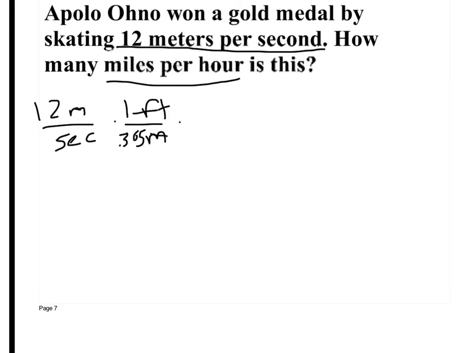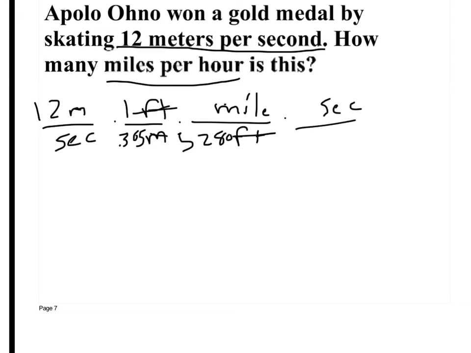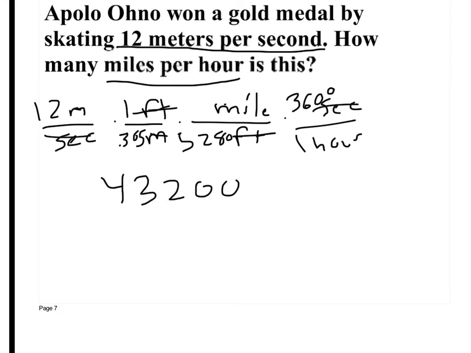I've gotten rid of meters. I'm at feet. I need to change my feet to a mile. So 5,280. Make sure you're paying attention. Now I need to change my seconds to an hour, which I know 3,600 seconds are in an hour. My seconds cancel out. So I take 12 times 3600, same thing as timesing by 60 and then by 60 again, and I get 43,200. On bottom I take 0.305 times 5,280, and I get 1610.4.